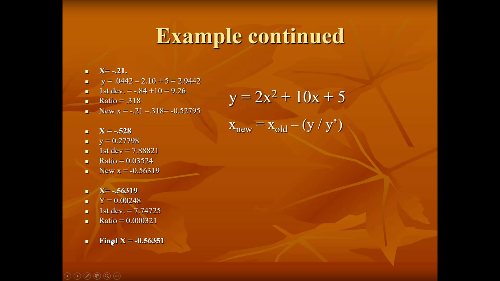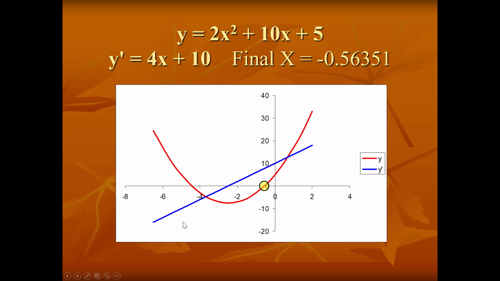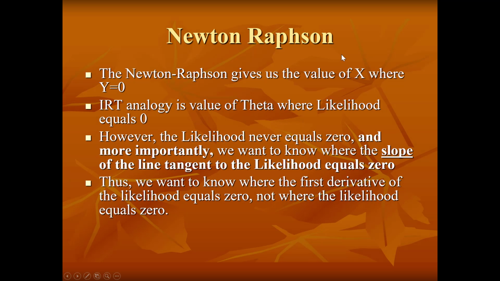So again, this is telling us that an x value of negative 0.56 gives us a y value of 0, and that's what we saw over here, right? So you can see how the Newton-Raphson is interesting because it tells us what value of x leads to y equals 0. So in IRT, the analogy here is instead of x, we have theta, right? What theta value gives us a likelihood equal to 0? But we don't really deal with the likelihood or the log likelihood equals 0, right?